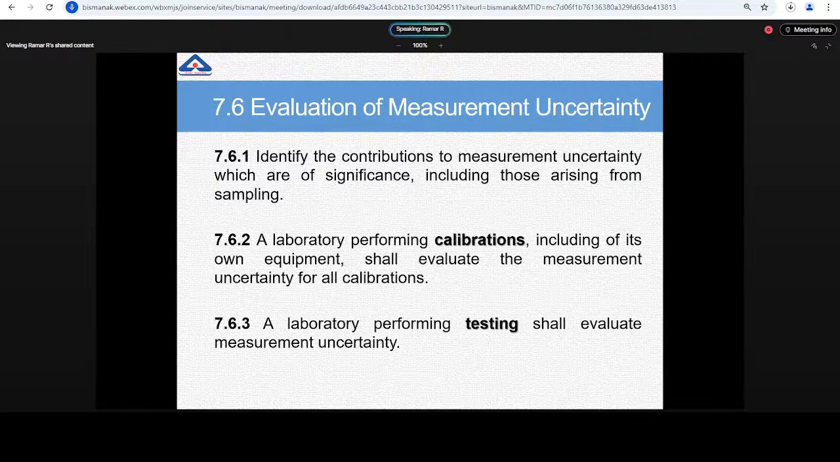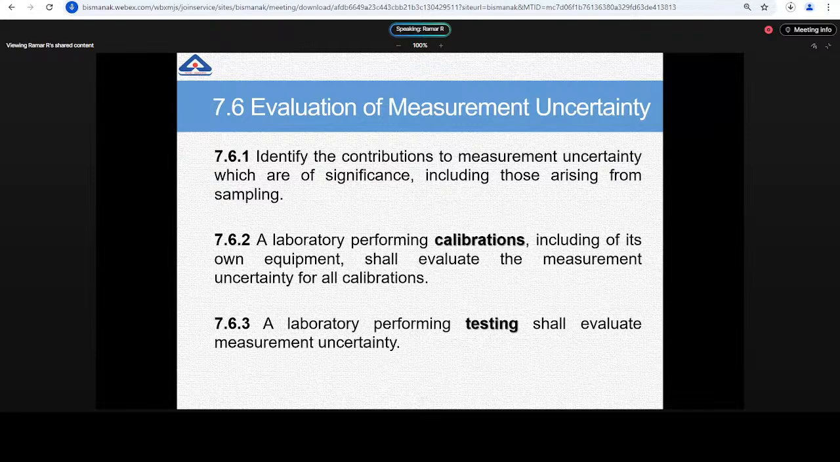It is not that easy. In the case of chemical testing, the gravimetric methodology will be different, volumetric will be different, and the instrumental technique will be different. Like that, for each different technique, the template you have to plan will be different. So accordingly, you have to perform the measurement uncertainty.